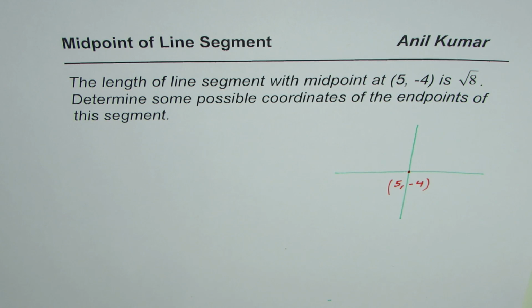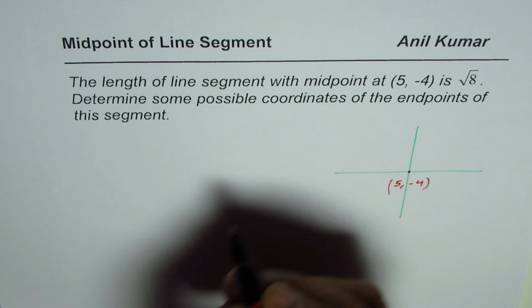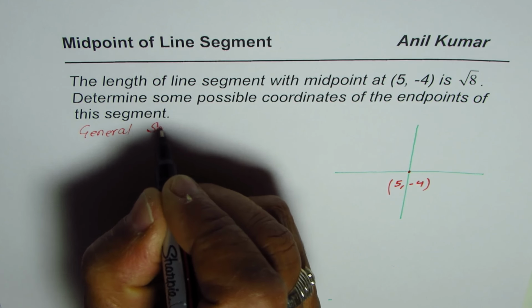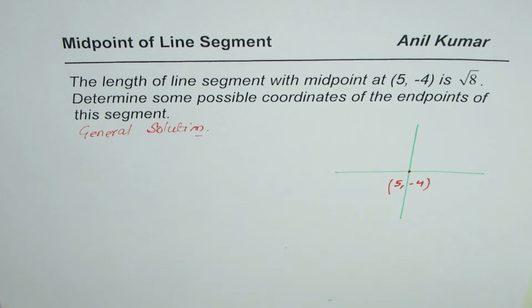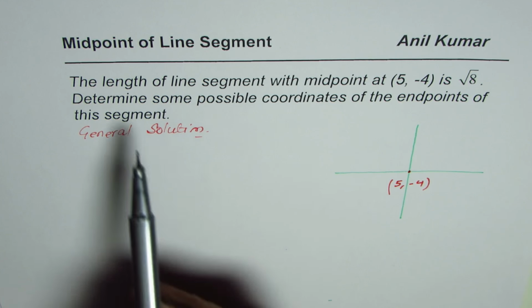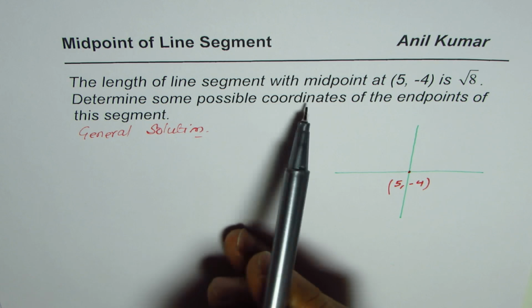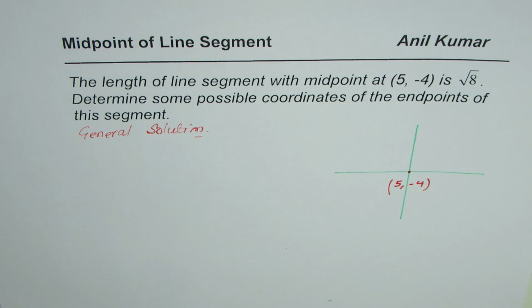Now what I will provide you with in this particular case is a line which is not vertical or horizontal. So I'm considering a very general solution, right? So we'll go in for a general solution. That is the whole idea to make it more interesting. And you'll notice that the question says determine some possible coordinates. So I'll give you one set of coordinates, you can find others, right? So that's the whole idea.